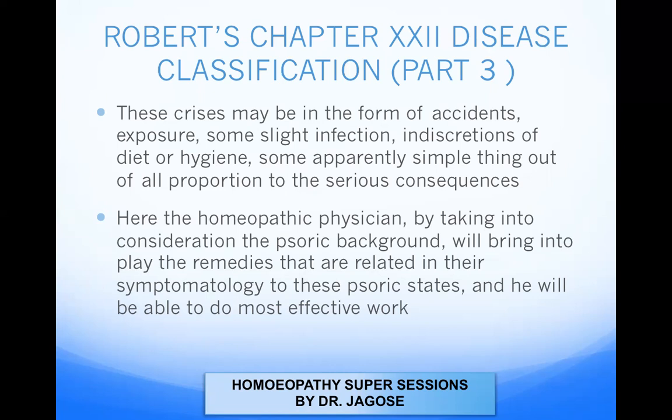Here, the homeopathic physician, by taking into consideration the Psoric background, will bring into play the remedies that are related in the symptomatology to these Psoric states, and he will be able to do the work most effectively. And once he does that, he will be able to work most effectively. So you have to choose a remedy according to the miasm in the background. Then only the remedy will become effective.